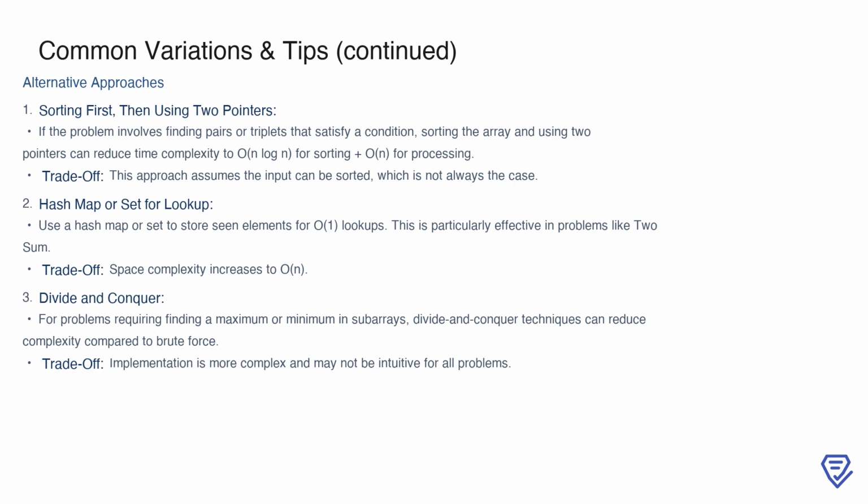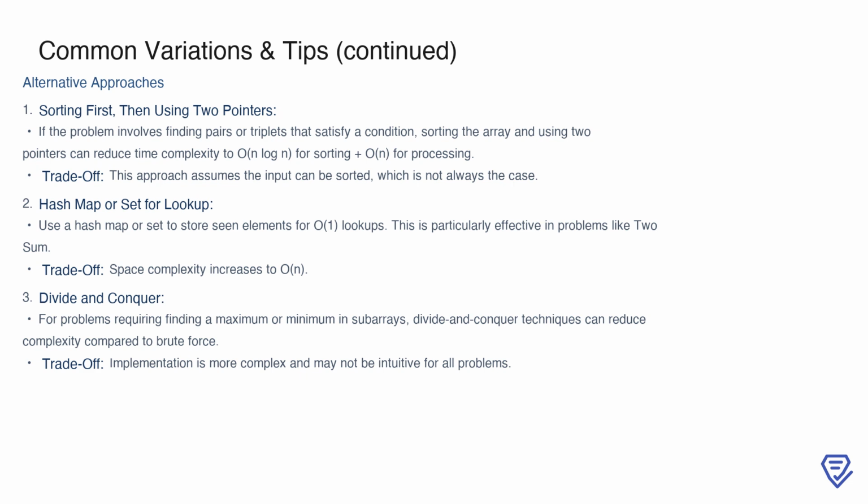Finally, let's explore some alternative approaches you might encounter. One common method is to sort the array first and then use two pointers. This approach is effective for problems involving pairs or triplets that meet a certain condition, as it reduces the time complexity to O(n log n) for sorting and O(n) for processing. However, this assumes the input can be sorted, which isn't always possible.